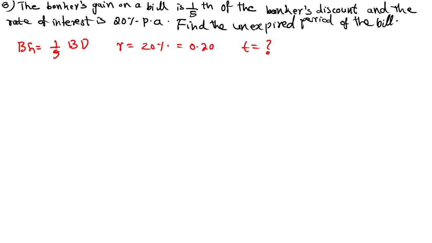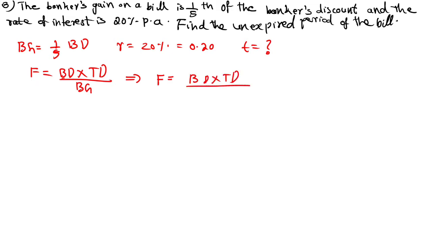Now use the formula. See, we have the formula F is equal to BD into TD divided by BG. Okay, this implies F is equal to, what is BD? We don't know. BD into TD divided by BG value we have, that is 1/5 of BD. Okay, now see BD gets cancelled. This 5 will move to the numerator, right? So this implies F is equal to 5 times TD. Face value is equal to 5 times TD.